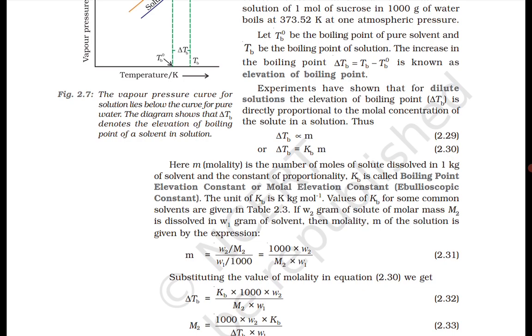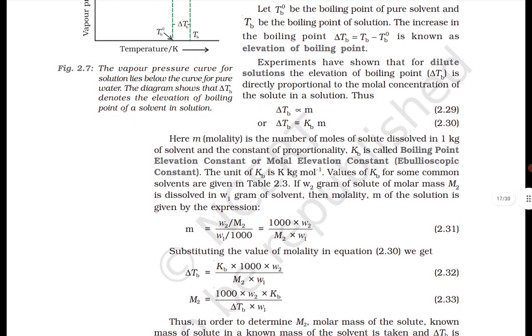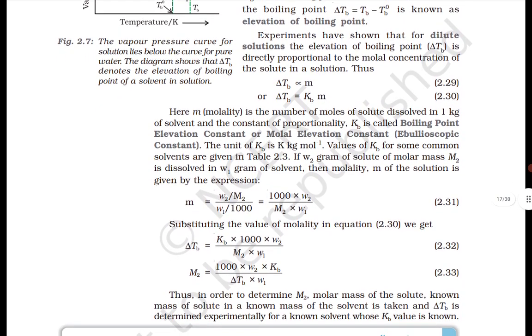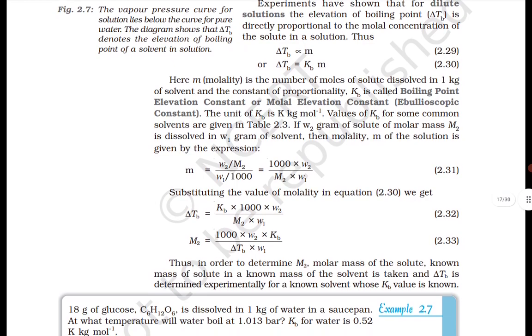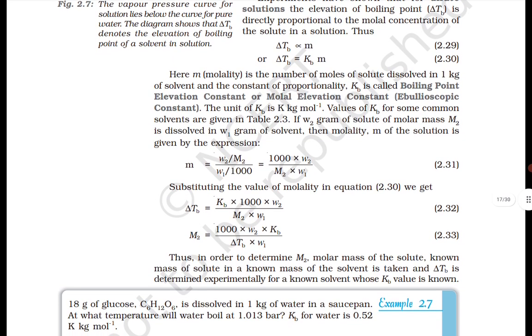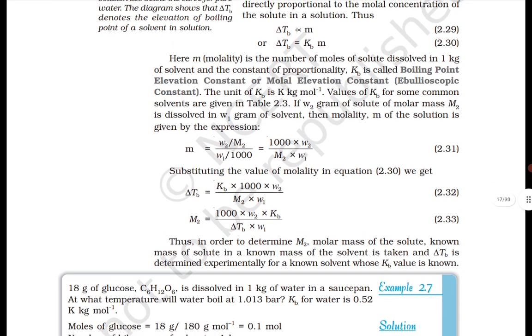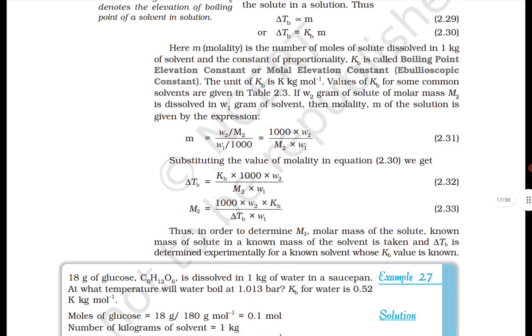Let Tb naught be the boiling point of the pure solvent and Tb be the boiling point of the solution. The increase in the boiling point, del Tb equals Tb minus Tb naught, is known as the elevation of the boiling point. Experiments have shown that for a dilute solution, the elevation of the boiling point del Tb is directly proportional to the molar concentration of the solute in the solution. Thus, del Tb is directly proportional to m, equation 2.29, or del Tb is equal to Kb m, equation 2.30.